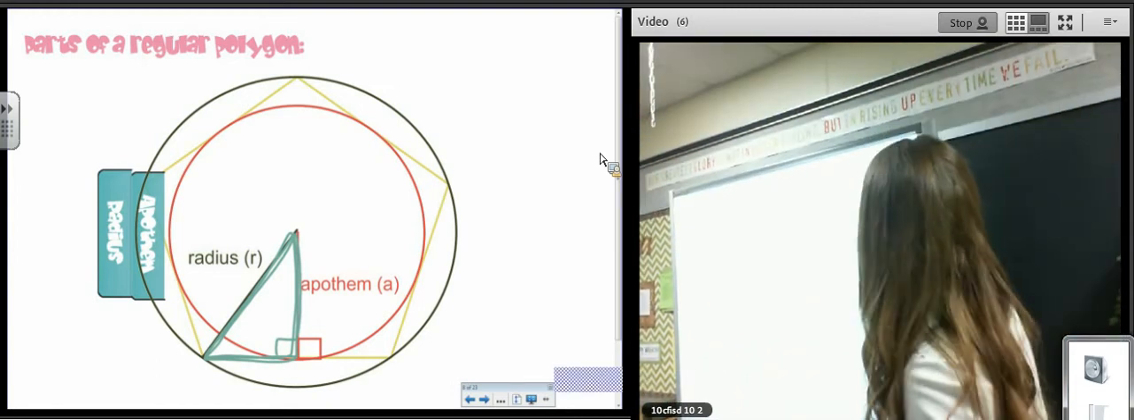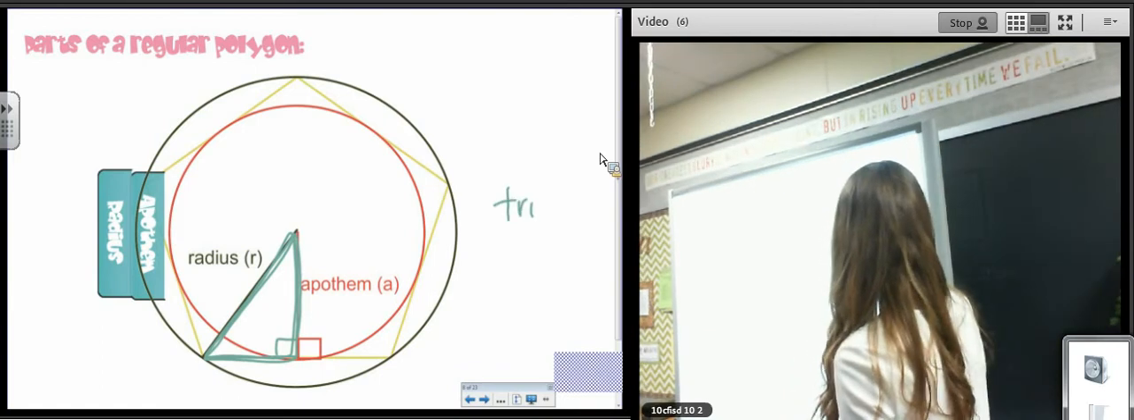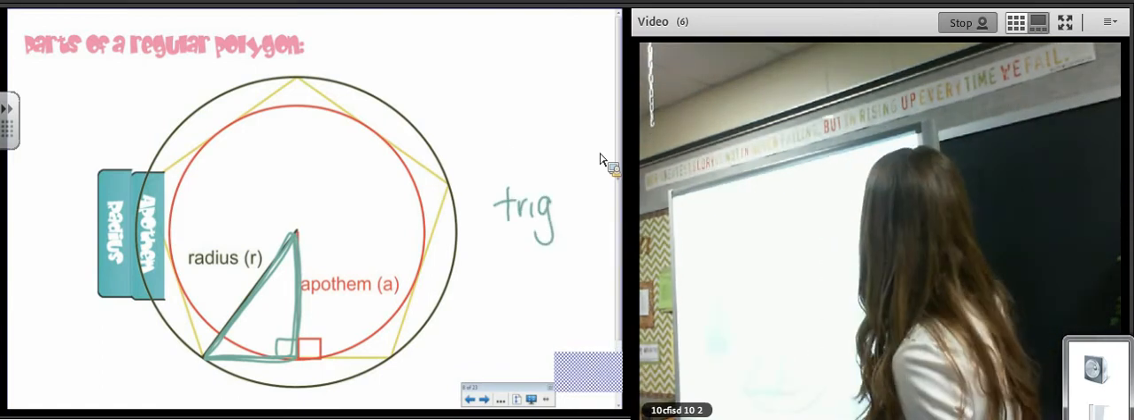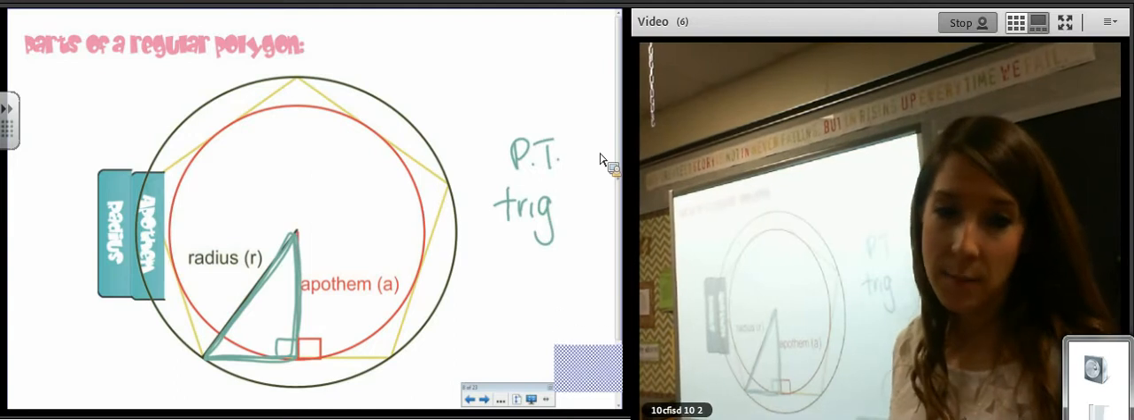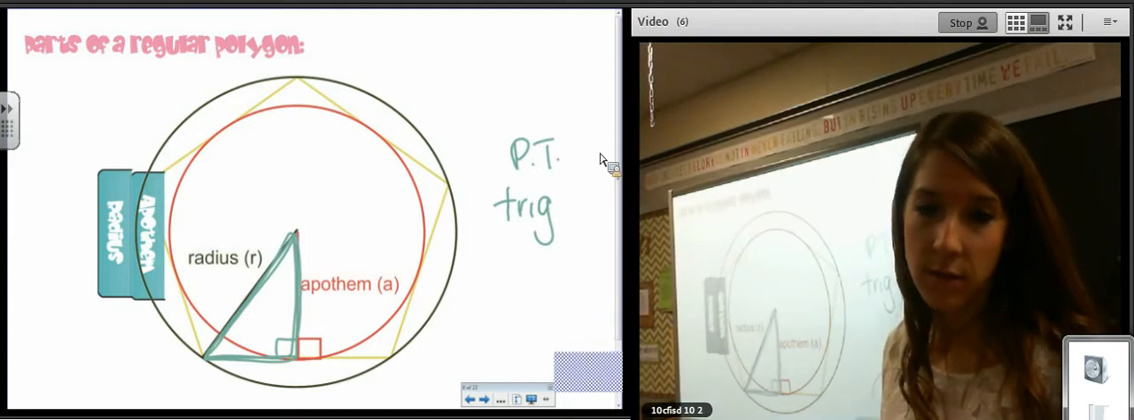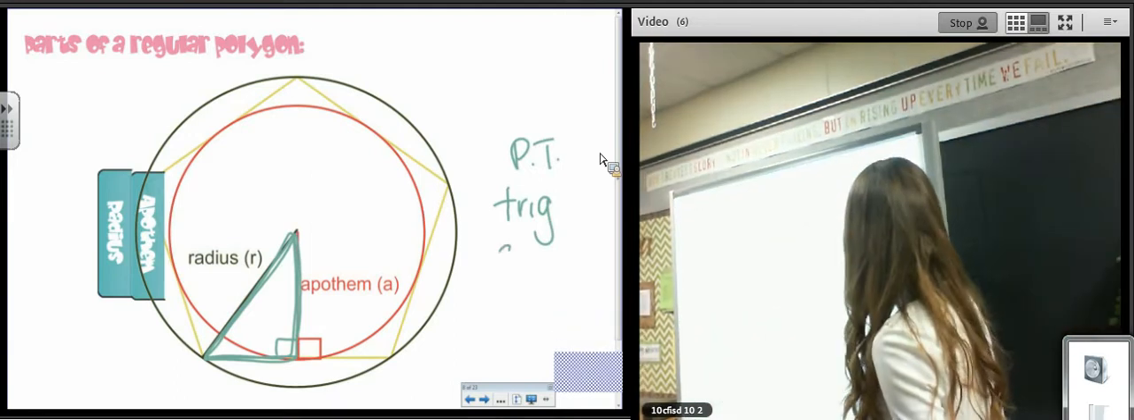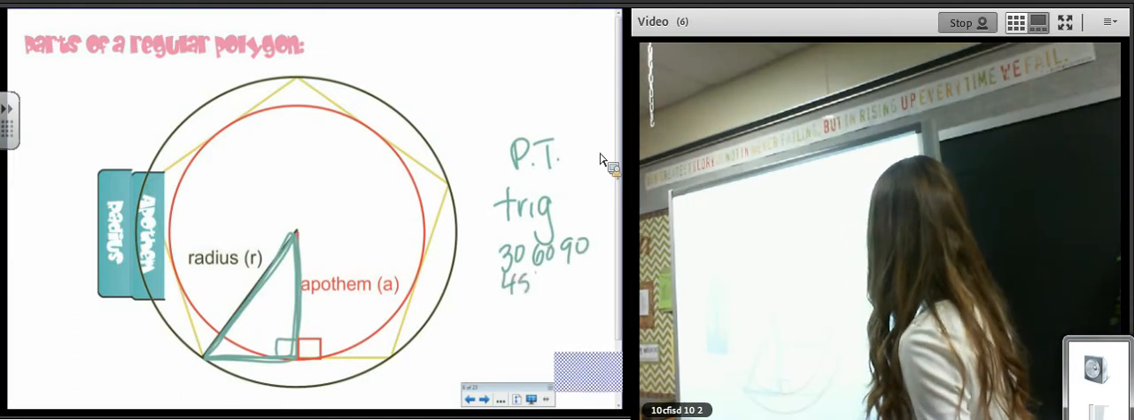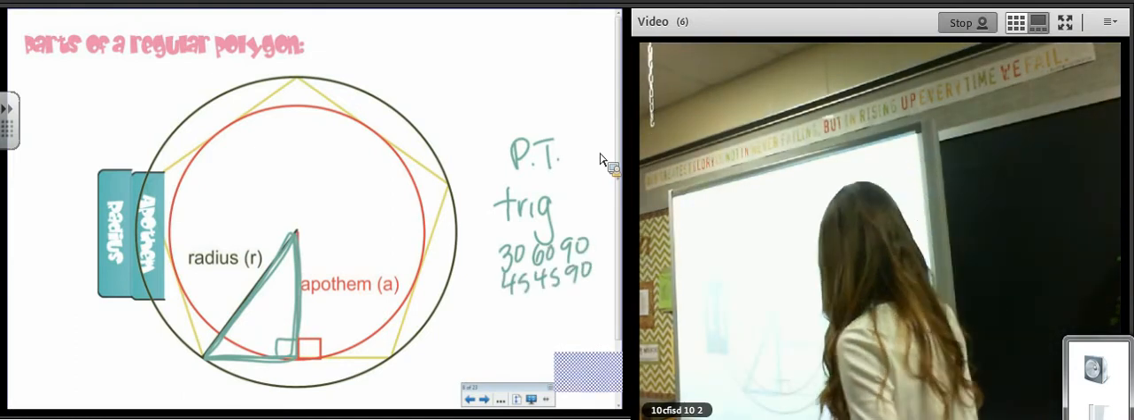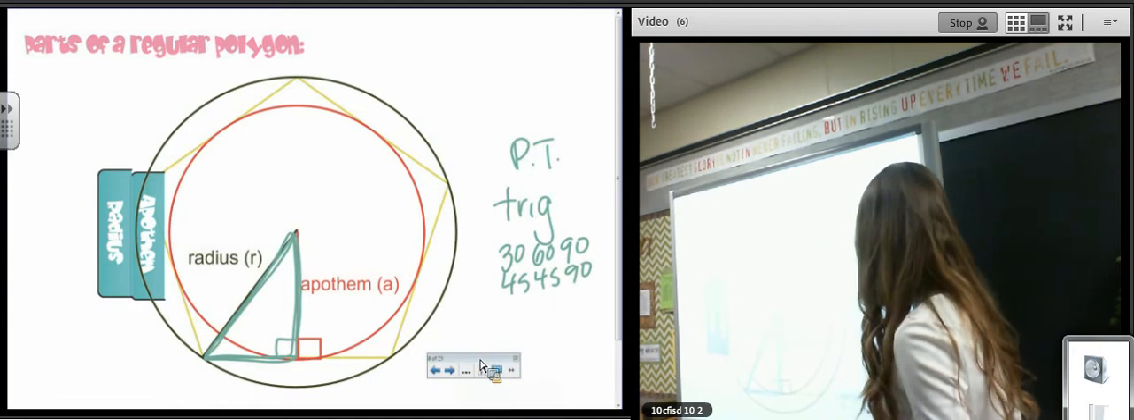Yep, we use trig sometimes. We use the Pythagorean theorem. And sometimes we use special right triangles, right? 30, 60, 90, 45, 45, 90. Okay? So that is important.